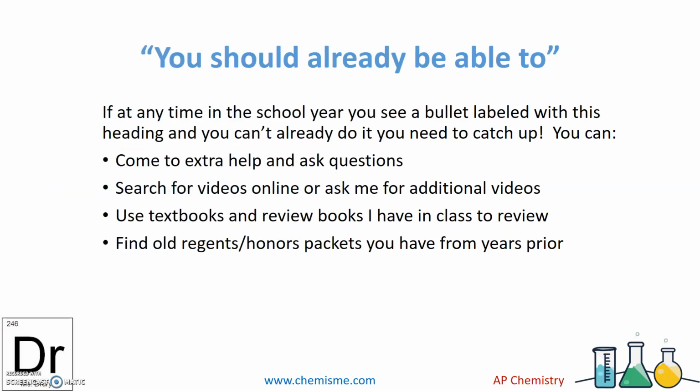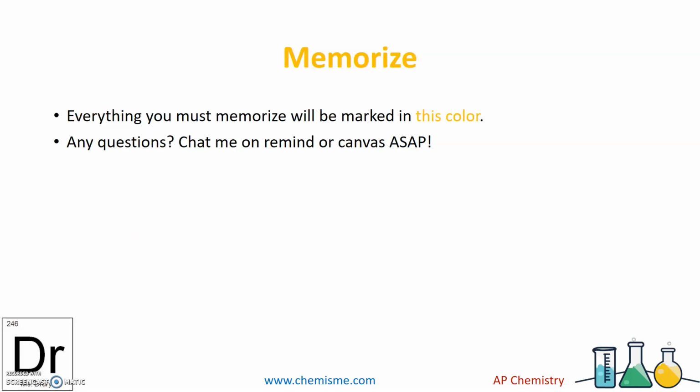When I say you should already be able to, if at any time in the school year you see a bullet labeled this, and you can't already do it, you need to catch up. Some things you could do is come to extra help and ask questions, or search for videos online, which I don't know how much I recommend. You have to make sure they're a reputable source, or ask me for additional videos that I can send you. You can use textbooks and review books, which I have in class for you to review, and you can find old Regents or honors packages you might have from years prior to help you catch up. So if you see something that you don't know how to do already, it's really important that you take the time to fix your learning.